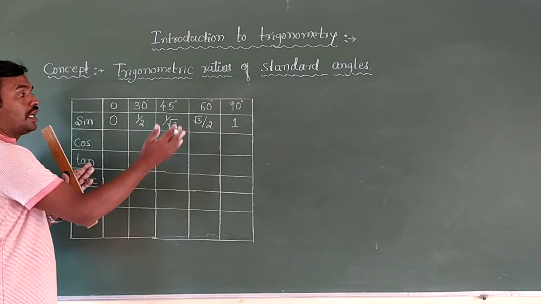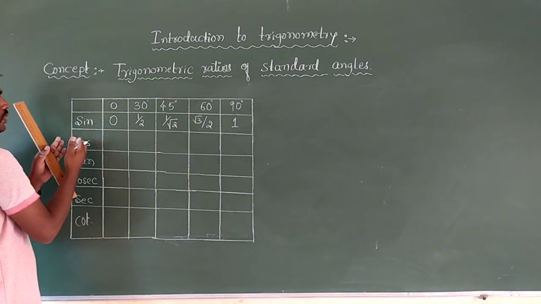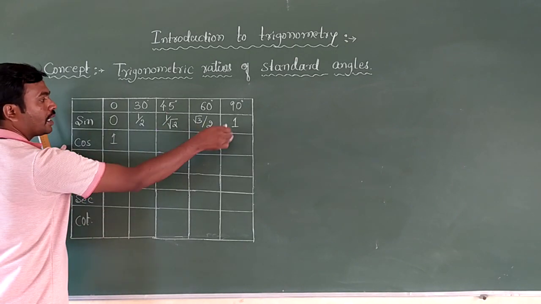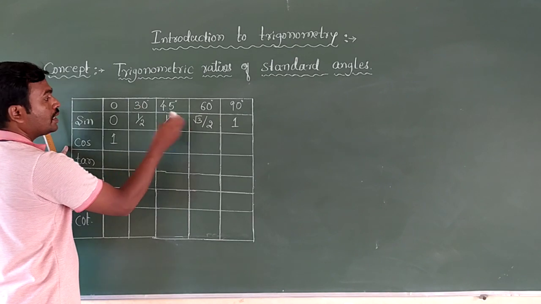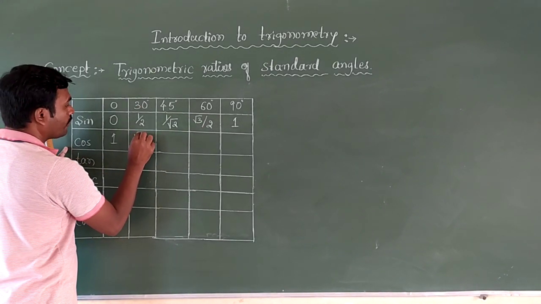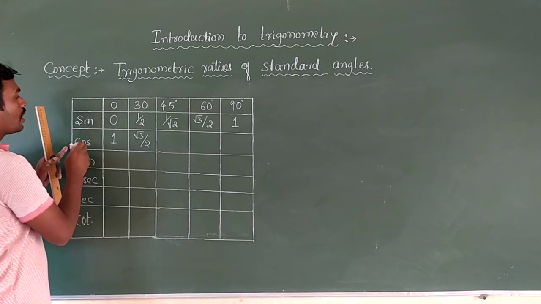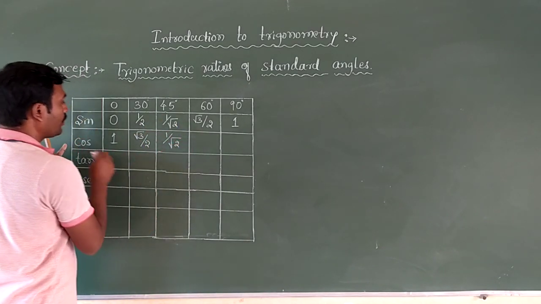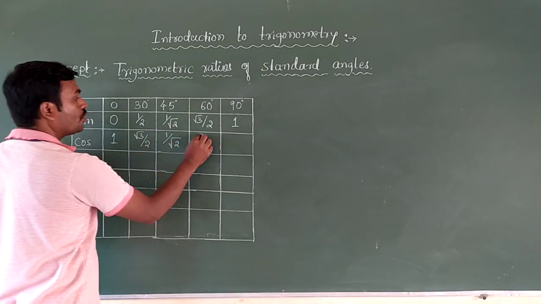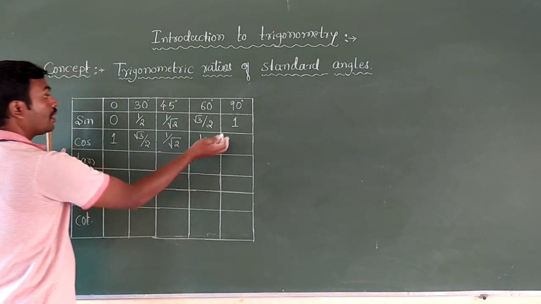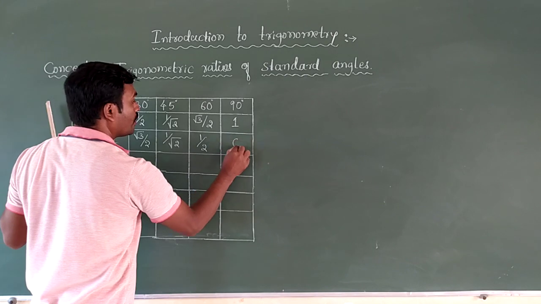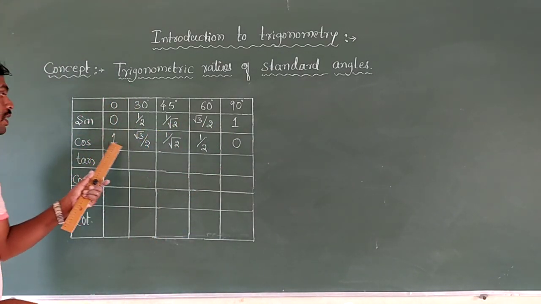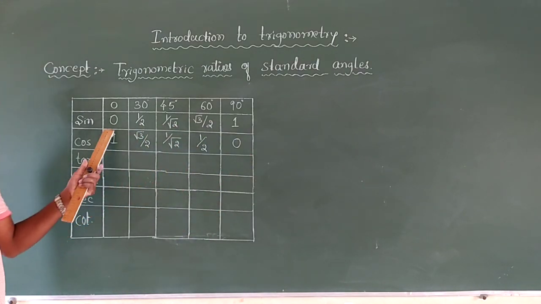This is sin. If you write the reverse of all these, then it becomes cos. Cos 0 is what? 1. Cos 30 is what? Root 3 by 2. Cos 45 is what? 1 by root 2. Cos 60 is what? 1 by 2. Cos 90 is what? 0. So the reverse of sine is cos.